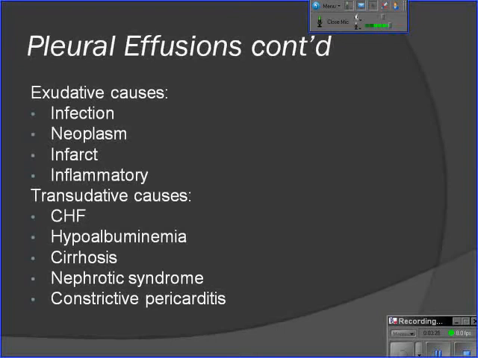So some of the common exudative causes include infection, neoplasm, infarct, and inflammatory disease. Some of the transudative causes include CHF, hypoalbuminemia, cirrhosis, nephrotic syndrome, and other renal disease, as well as constrictive pericarditis.